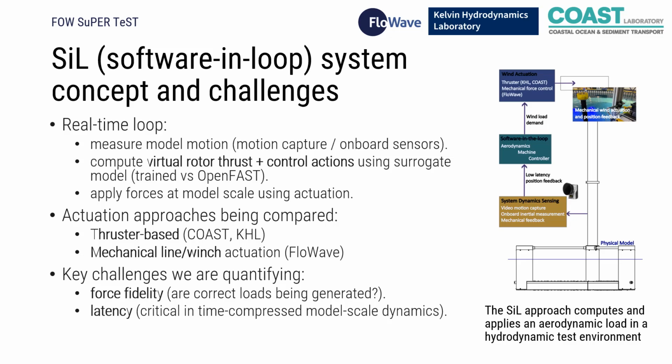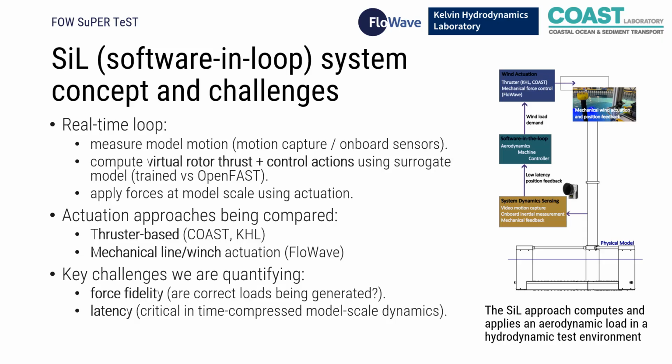This uses a variety of modeling techniques, but what we're really interested in here is the interfaces between this. So having calculated a certain load, we're then outputting that and physically applying it to a model. Now, in Plymouth and in Strathclyde, i.e. the Coast and KHL laboratories, we are using a thruster-based system. So this could be akin to a motor on a drone, for example. While in Flowwave, we're using a mechanical line actuator, so essentially a sort of very lightweight force-controlled winch.